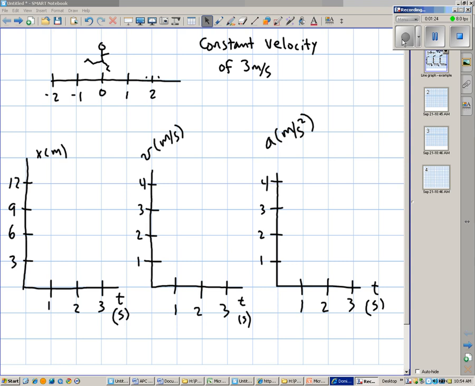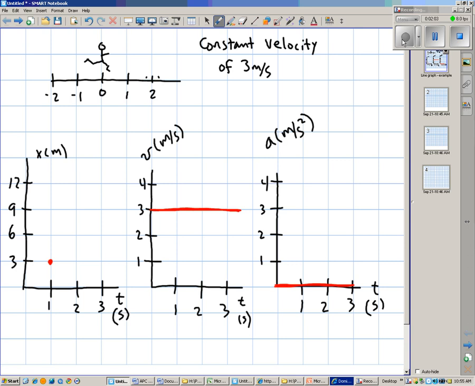Now our next situation is when this person moves at a constant velocity of positive 3 meters per second. And I want to draw the three graphs for that. Well, in this middle graph, the velocity versus time graph, we know that the velocity stays 3 meters per second the whole time. We also know that since that velocity is not changing, acceleration is 0.